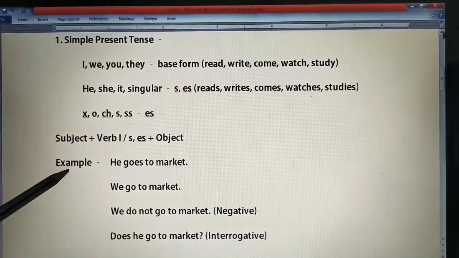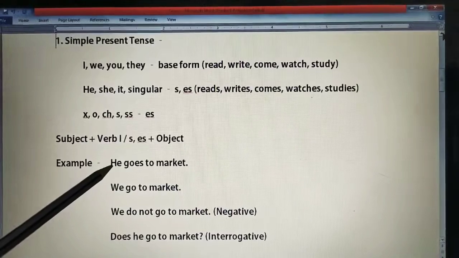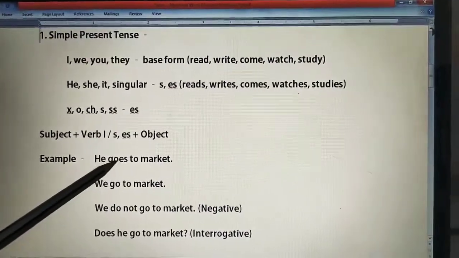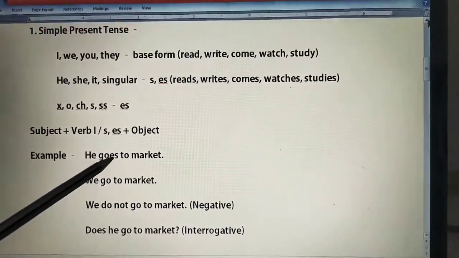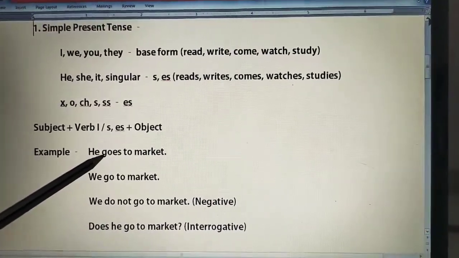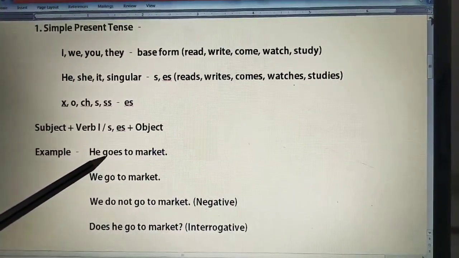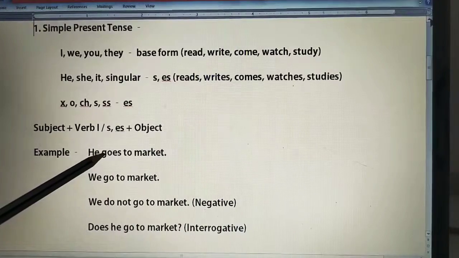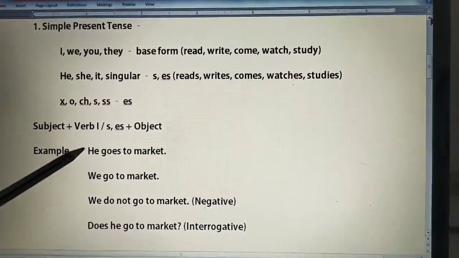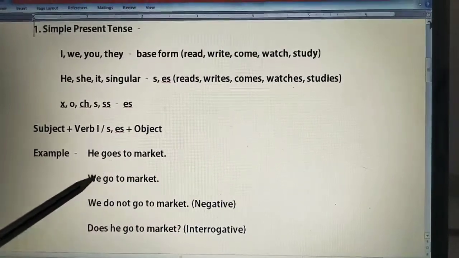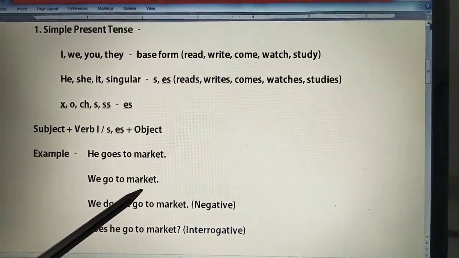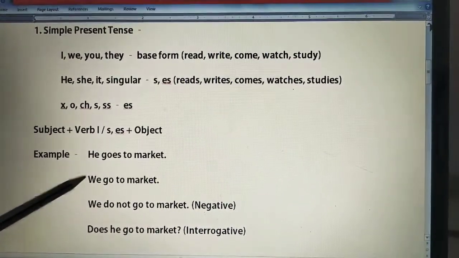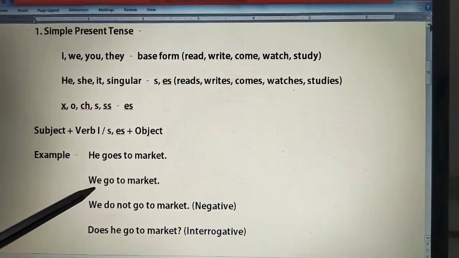Example of a simple present tense sentence. Firstly, we will use the subject he. Since he is a third person singular subject, that's why we will use es or s. Since the spelling of go ends with o, that's why we have used es here. He goes to market. We go to market. Since we is not a third person singular subject, that's why we have used the base form.